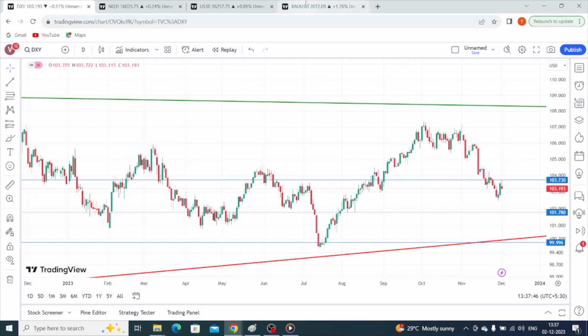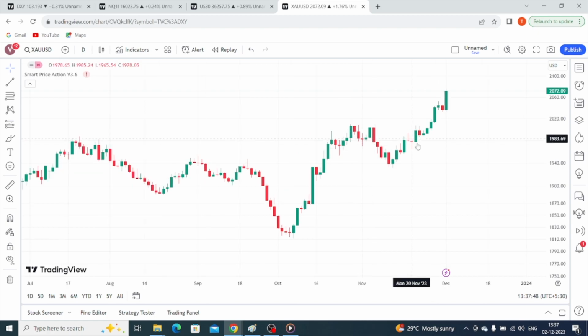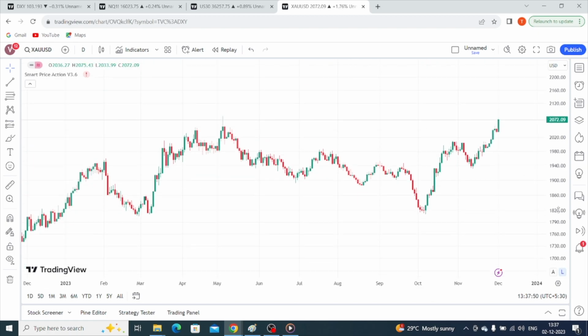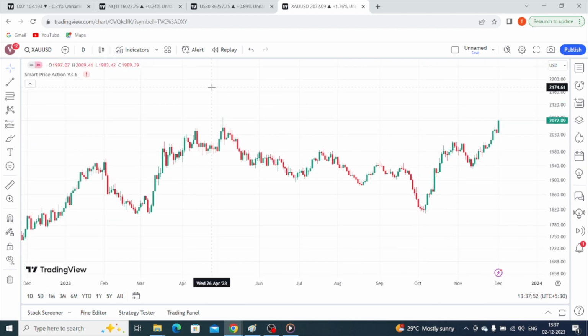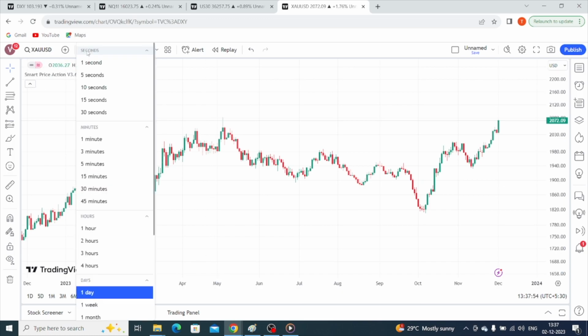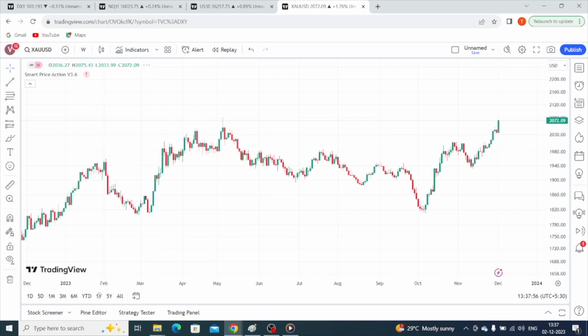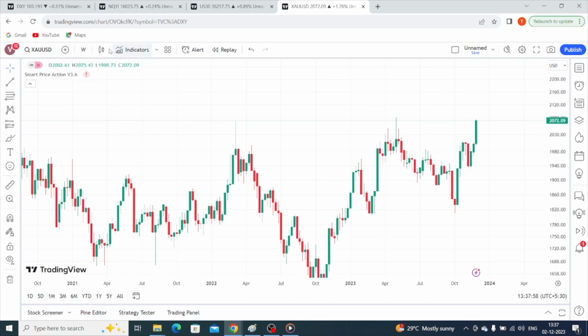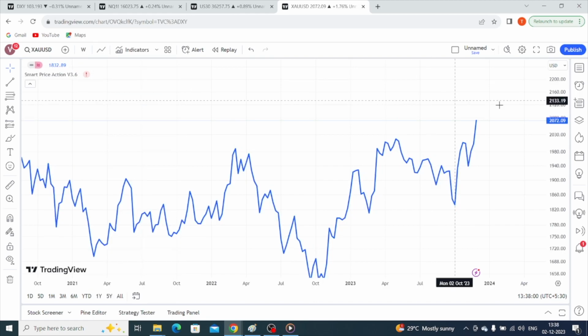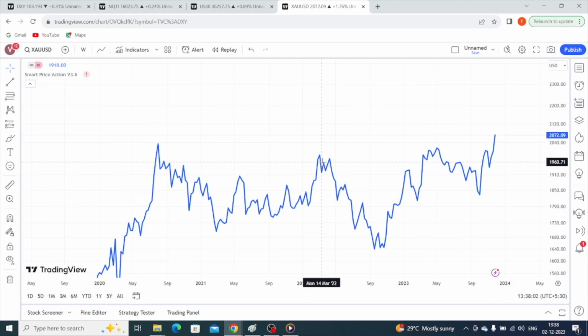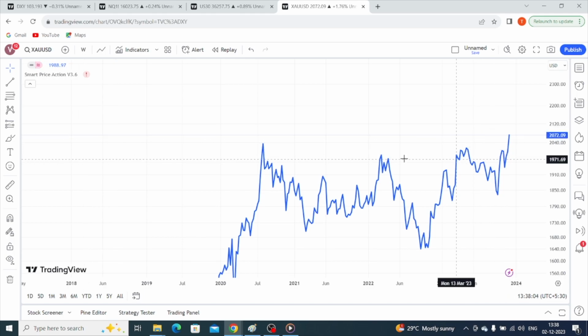Now let's proceed to gold. So gold has almost given a close of all-time high on a weekly basis. Let me just show you the line chart. So in the line chart you can see that it has already breached the previous highs, correct? It is presently hovering around 2072.